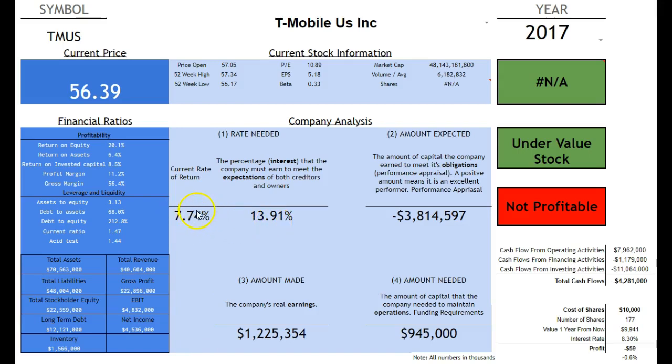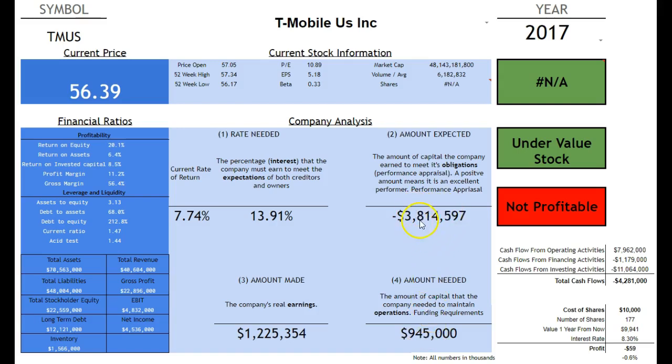I would rather it be close to 10, 11, 12, 13% here on the current rate of return. The thing that I like about the T-Mobile Corporation is these two sections down here. They made real earnings, even though their net income shows otherwise on this side over here. They actually had a positive real earnings, meaning that the company was really profitable. And the fact that they have excess capital in this section tells me that they're able to manage their daily operations and meet all the requirements for daily operations.